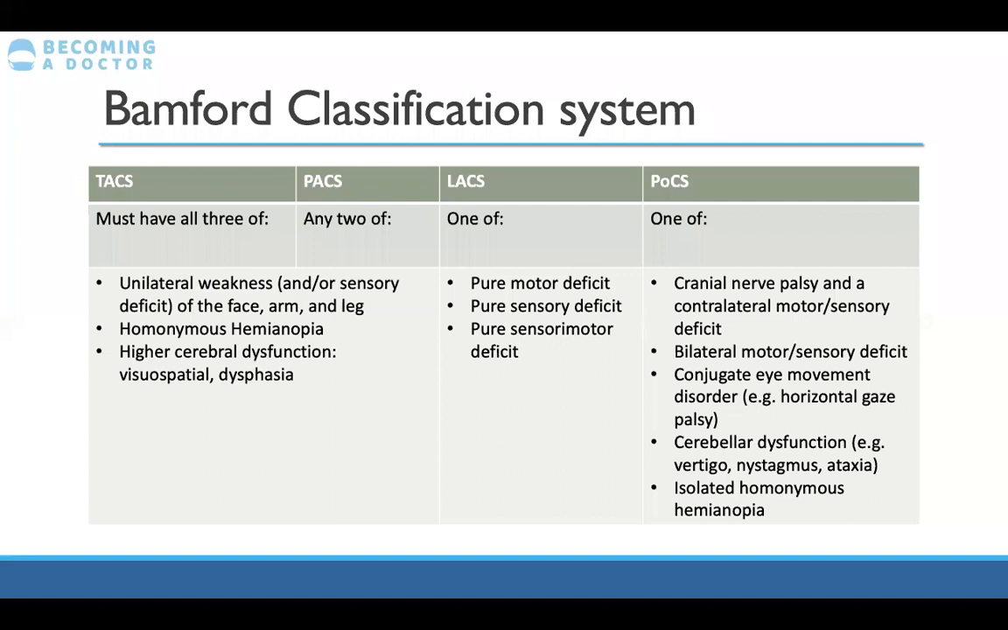But in terms of presentations that you get in a stroke ward or into A&E, it's probably the partial anterior circulation strokes, specifically the MCA strokes, that come up most commonly. Okay, I hope that answers the questions.